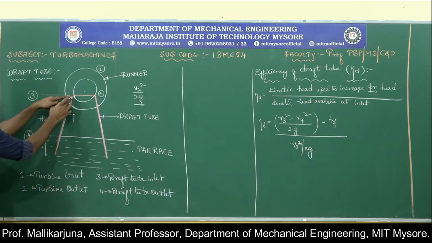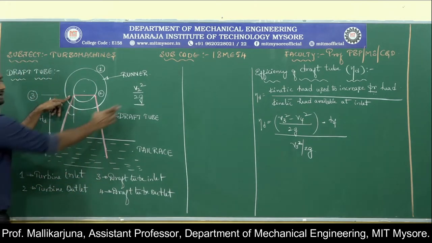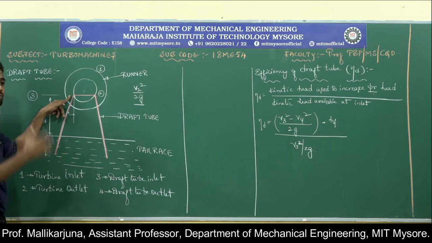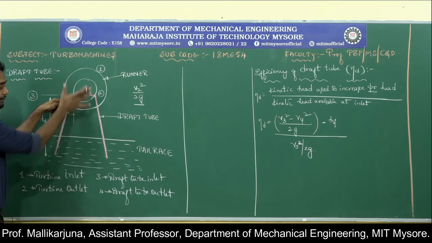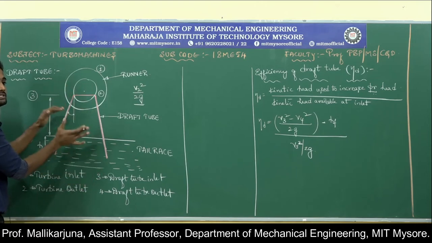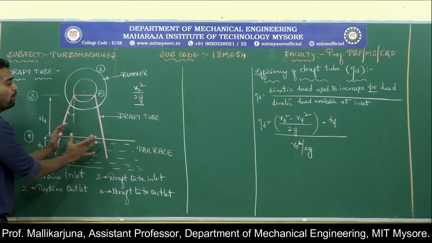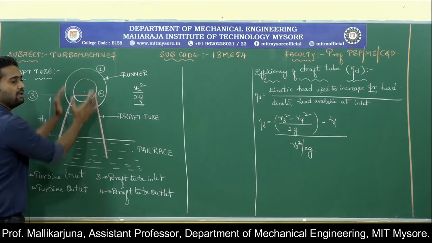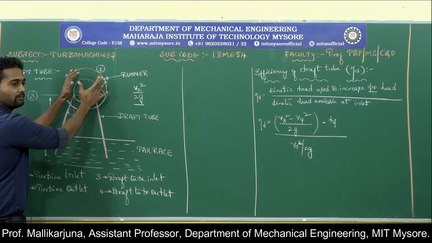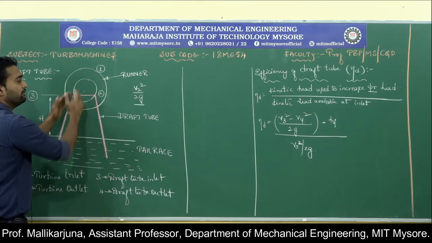So now in this portion, kinetic head V2 square by 2G is getting converted into pressure head. Pressure is going to rise inside the draft tube. Pressure rising in the sense the velocity is getting reduced. More amount of velocity which is getting reduced will be utilized by the turbine itself. That is why this portion has been provided.